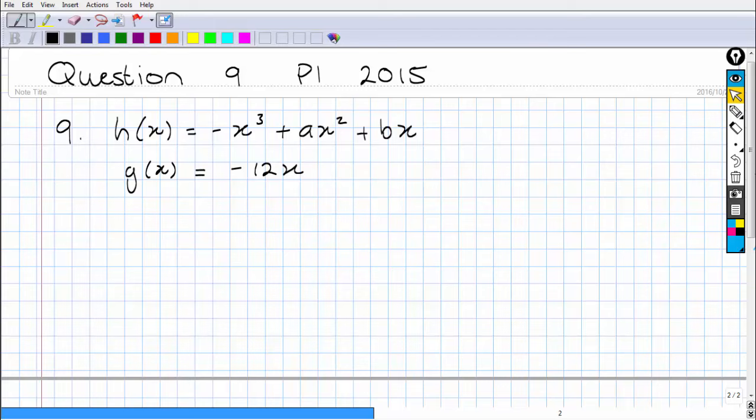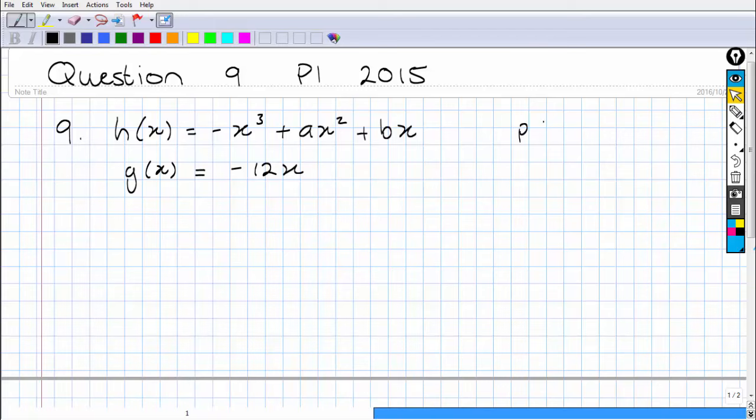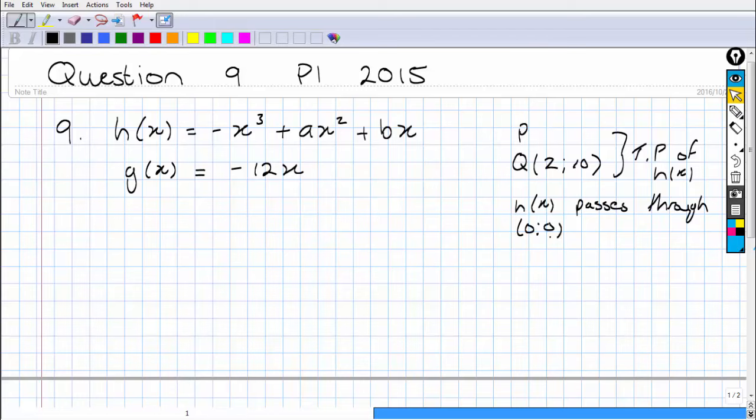So write it down, and they say that we have points P and Q. They haven't told us what P is, but they tell us what Q is, which is the point (2, 10). And they say that these two are turning points of h of x. Very useful. And they say the graph of h of x passes through the point (0, 0). That makes life quite simple. So these are the bits of information they give us: it passes through the origin, some point P which is (x, y), and some point Q, and they've been nice enough to tell us that it's a turning point.